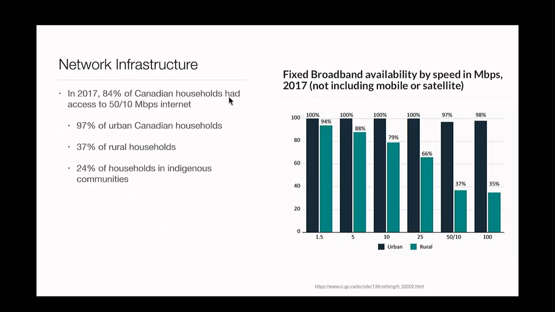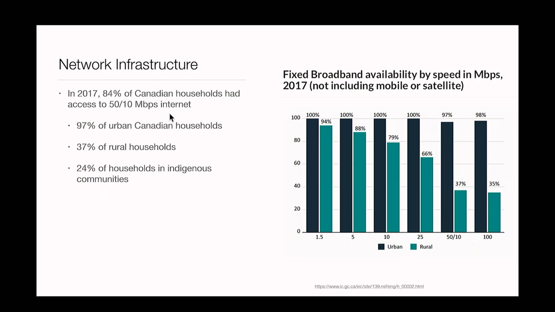Okay, so in today's world, almost everybody has internet at home now, and almost everybody has high-speed internet access. Certainly anybody living in a large-ish city has access to high-speed internet. In 2017, which is a long time ago now, 84% of Canadian households had access to 50 or 10 megabit per second internet. If you're in Kingston, you have access to gigabit internet via Cogeco and Bell.